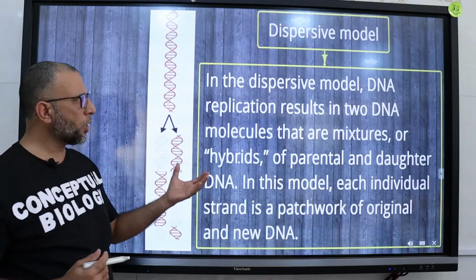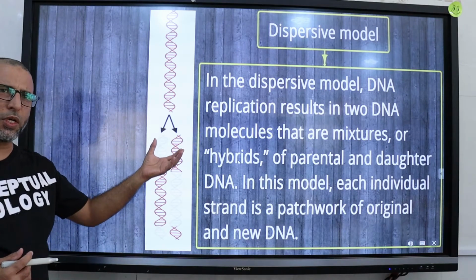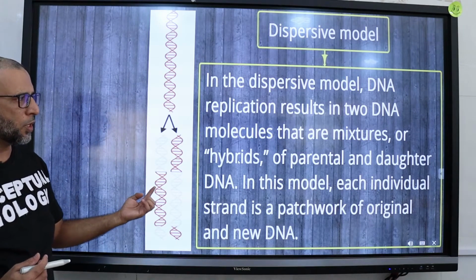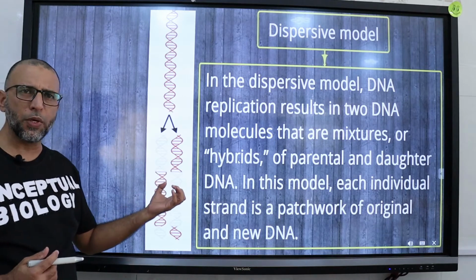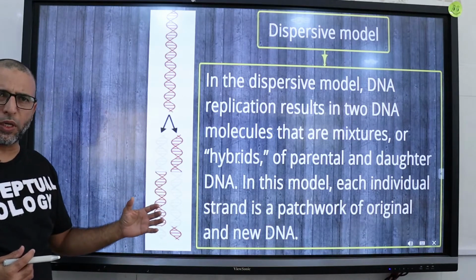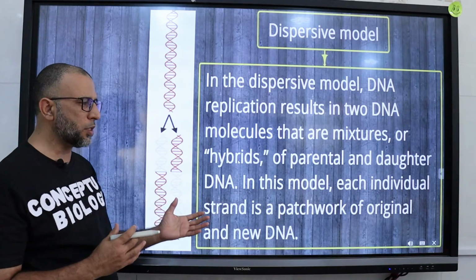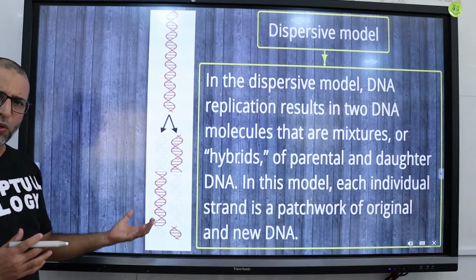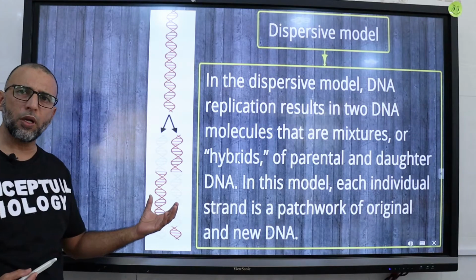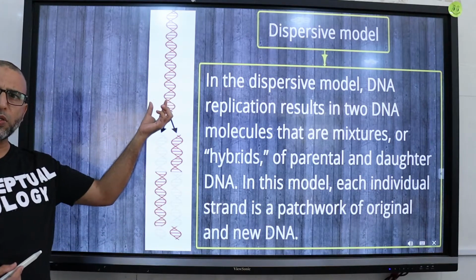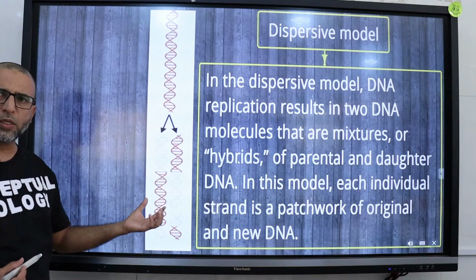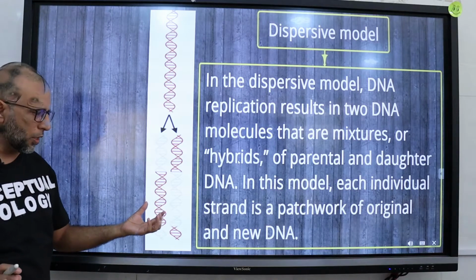In dispersive model, DNA replication results in two DNA molecules that are mixtures or hybrids of parental and daughter DNA. So, in this model, each individual strand is a patchwork of original and new DNA. In dispersive model, the parental molecule is distributed more or less randomly between two daughter molecules.